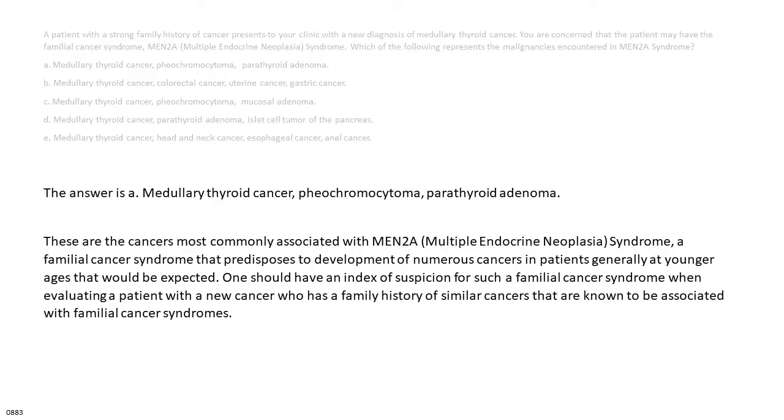The answer is A. Medullary thyroid cancer, pheochromocytoma, parathyroid adenoma. These are the cancers most commonly associated with MEN2A, multiple endocrine neoplasia syndrome, a familial cancer syndrome that predisposes to development of numerous cancers in patients generally at younger ages than would be expected.